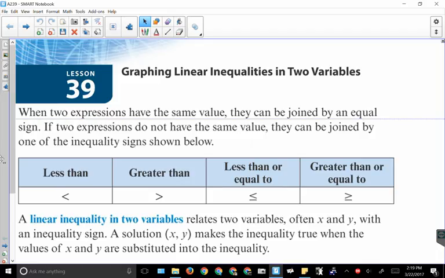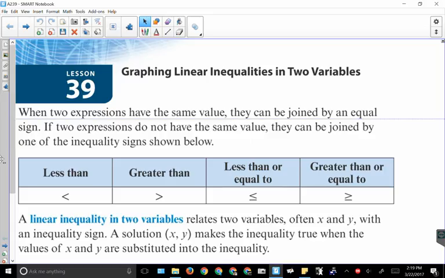Now, we've looked at similar stuff to this already, so this isn't going to be all that difficult or new for us. We're taking a look at graphing linear equations or linear inequalities with two variables. That's all that we're going to be looking at.